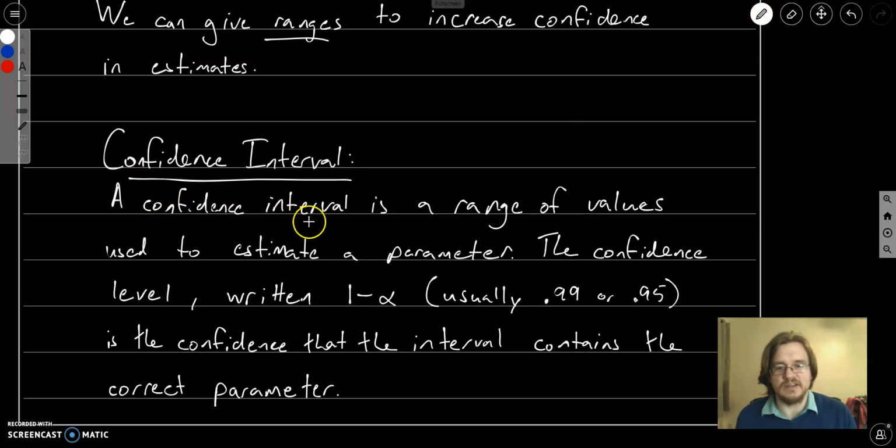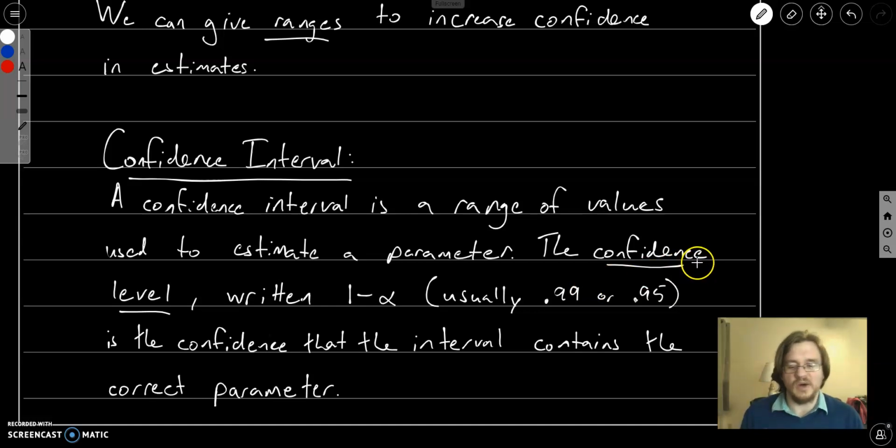So a confidence interval is going to be a range of values rather than just one value. It's going to be a range of values that we'll use to estimate a parameter. And we can also talk about the confidence level. So if you want to be more confident in your answer, you give a bigger range.